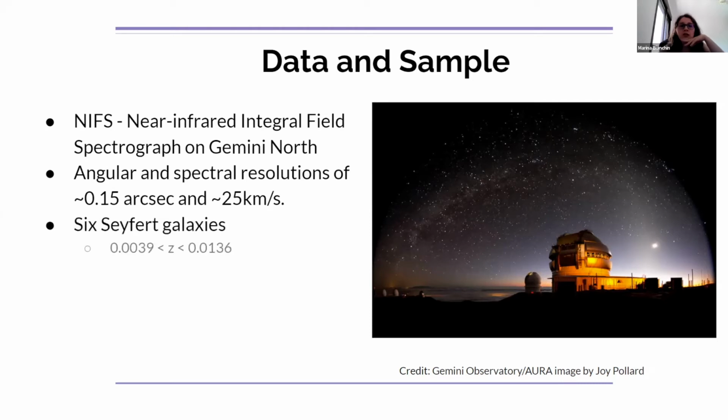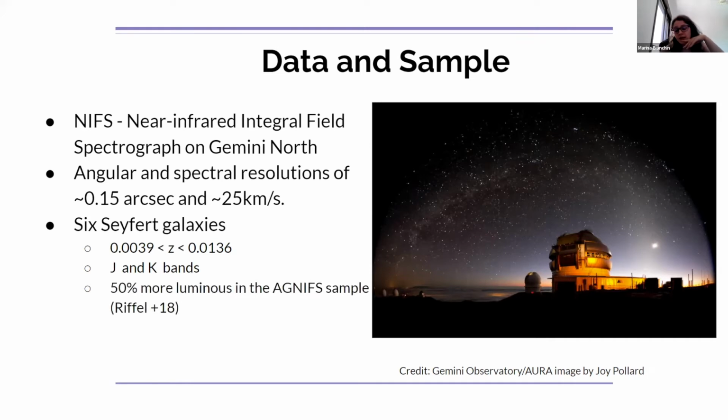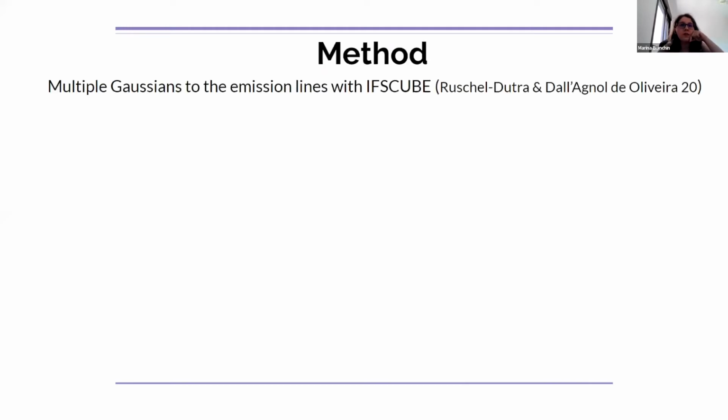As I said, 6 Seyfert galaxies. These are some of the information about the galaxies. They are all observed in the J and K bands. And these galaxies are among the 50% more luminous of the whole sample of AGN NIFS.